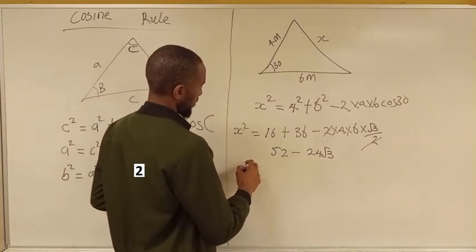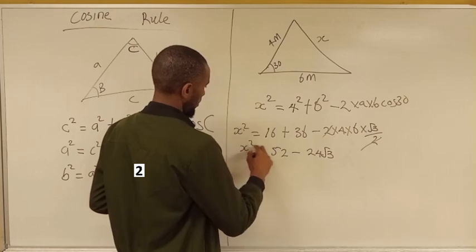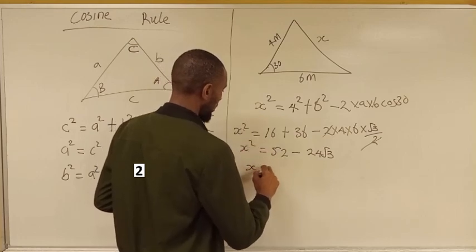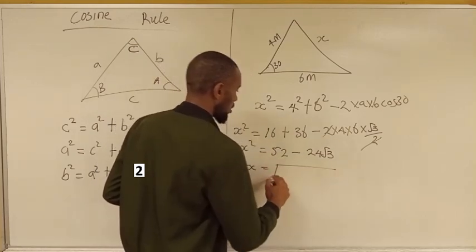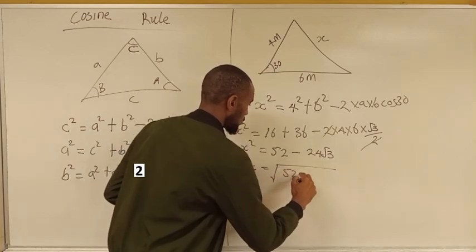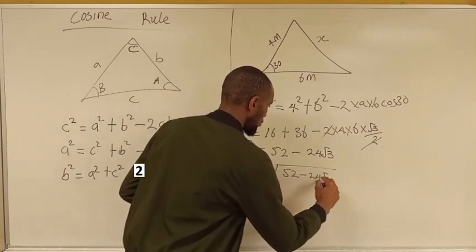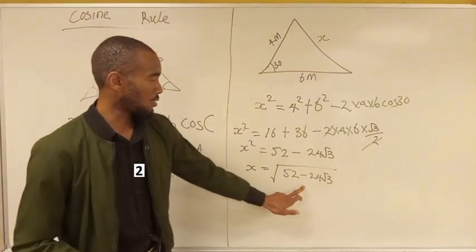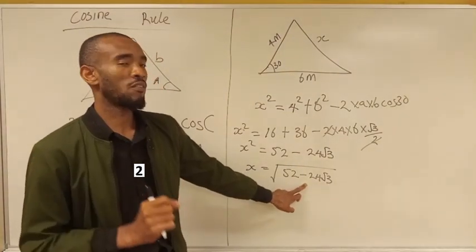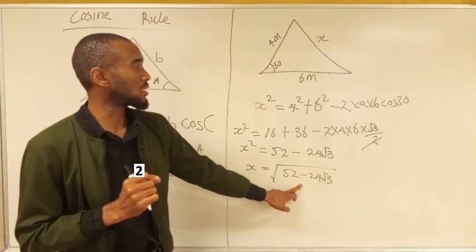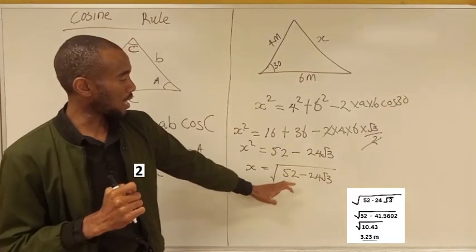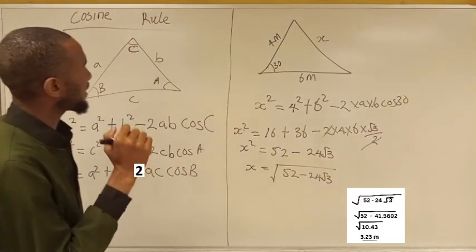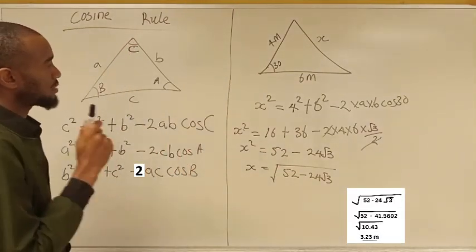Again, s squared must be equal to the value of 52 minus 24 root 3. Once you punch this in your calculator, this should give you the final answer. Like we've seen, I'm going to drop the value so that you understand. And whatever I get, the answer should be in meters.